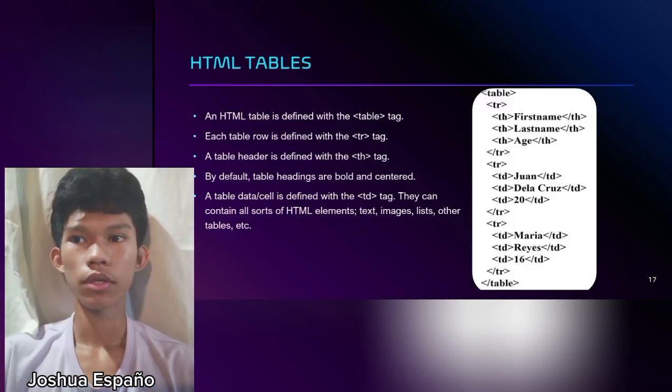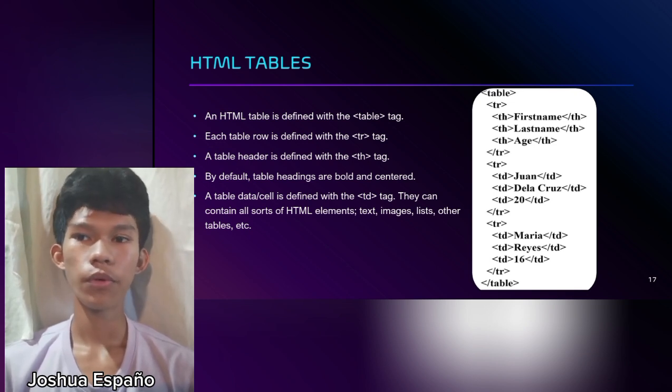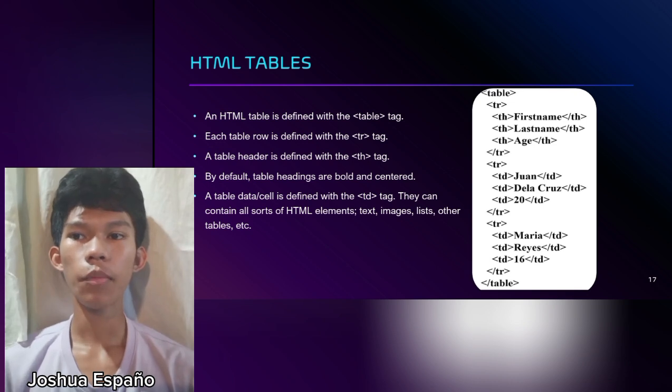HTML tables. An HTML table is defined with the table tag. Each table row is defined with the tr tag. A table header is defined with the th tag. By default, table headings are bold and centered.